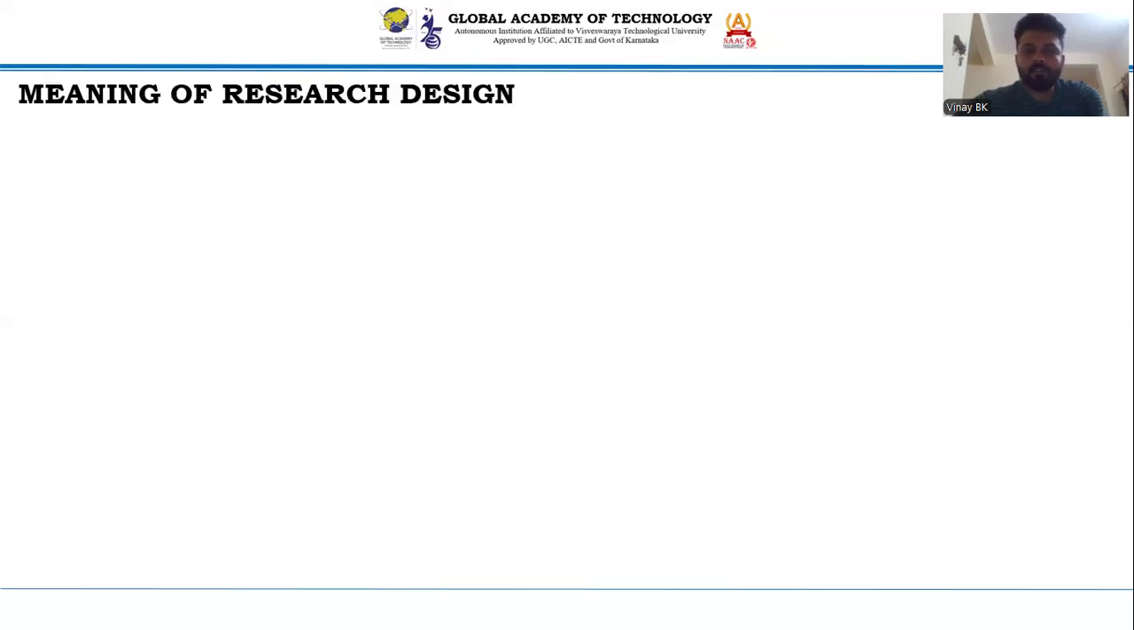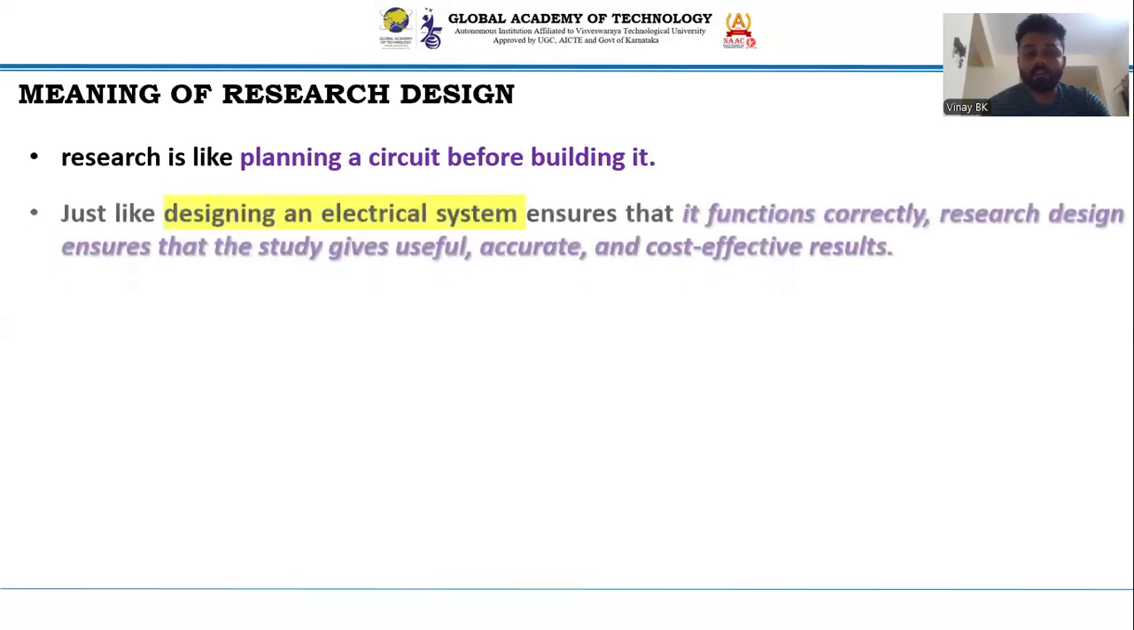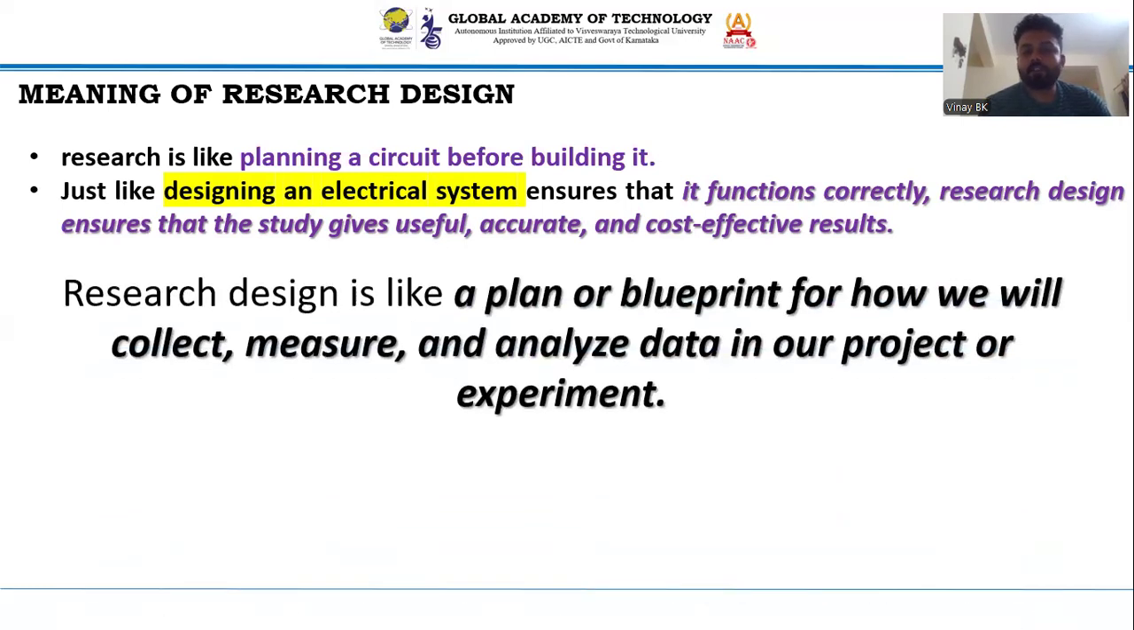So you should know the meaning of research design. Research design is like planning a circuit before building it. You can call that a blueprint. Just like designing an electric system ensures that it functions correctly, research design ensures that the study gives useful, accurate, and cost-effective results. Research design is like a plan or blueprint for how we will collect, measure, and analyze data in our project or experiment.